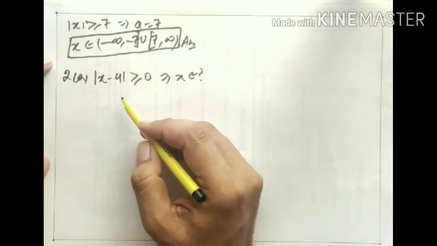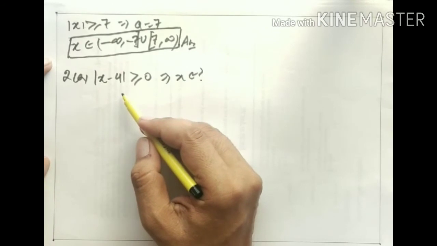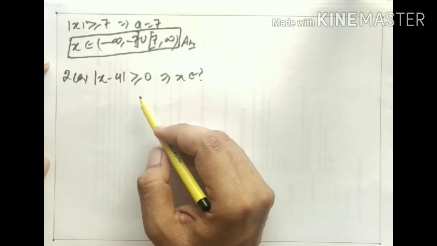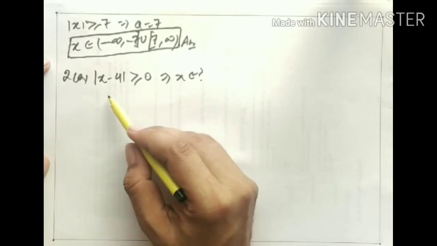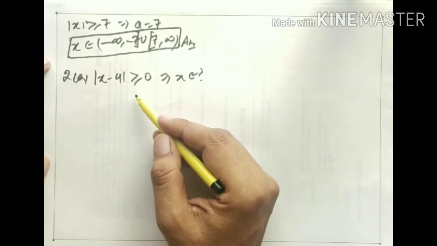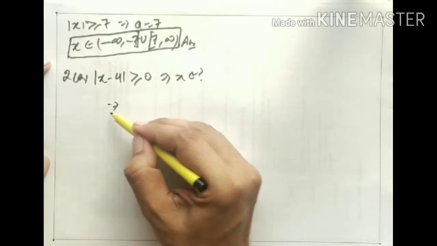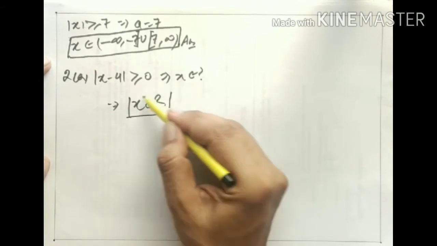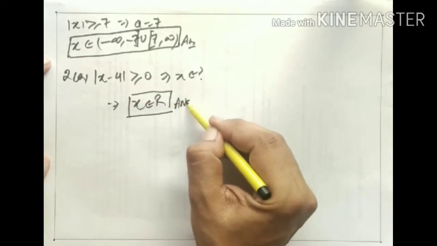We know by the basic definition of modulus that modulus is a machine which always emits positive real numbers, or at most the number will be 0. But here it is saying we have to find x such that this modulus is greater than or equal to 0. And this is always true by the basic definition of modulus. So the answer to this question will be x belongs to the real numbers. This will be the answer.